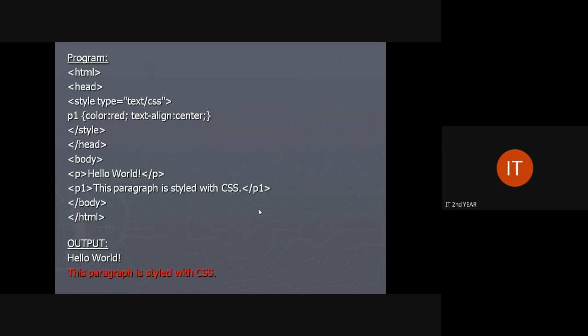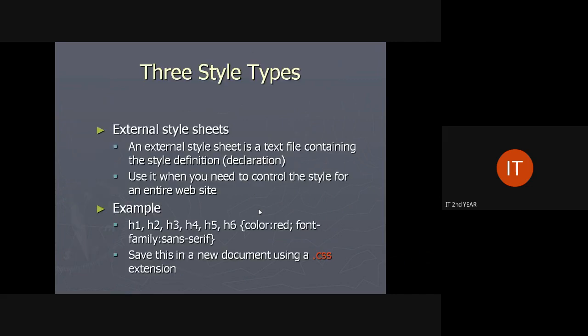For example, within the head, we have to provide the style tag, type is equal to text slash CSS. In that, we can provide as many styles as we want. And if you are applying this, the paragraph is styled with CSS, the contents will be in red color and align center, reflected in the particular tag.